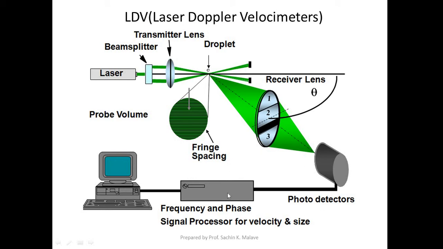So as I told you, this is a spectrum analyzer. This spectrum analyzer is connected to the computer. By analyzing the change in the frequency, we can easily find out the velocity and size of the component. That can be easily found out. So this is one application of the laser, that is a laser Doppler velocimeter.